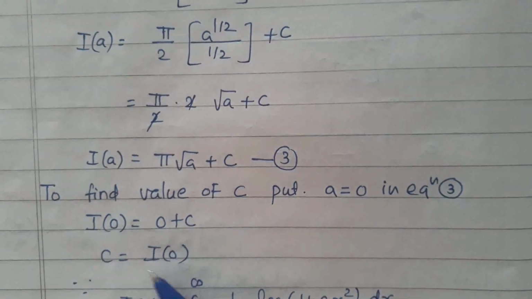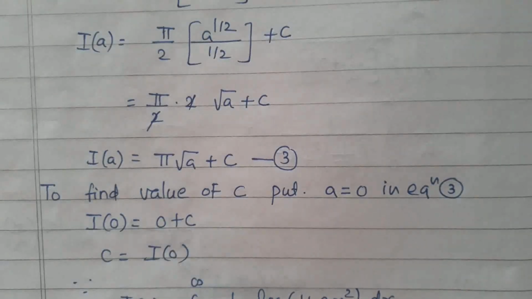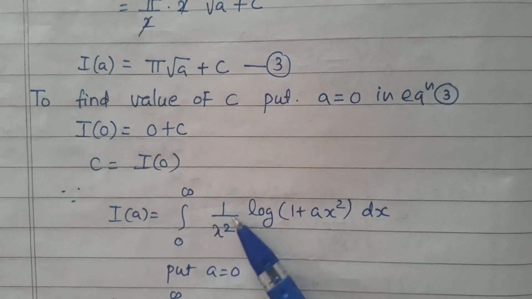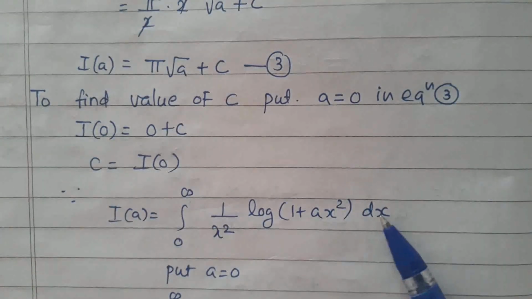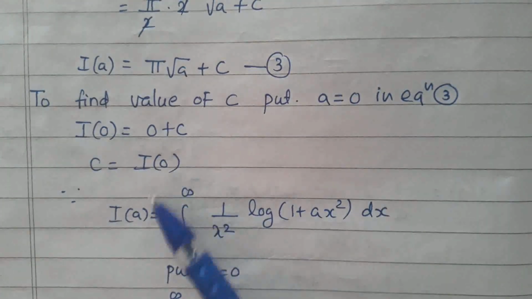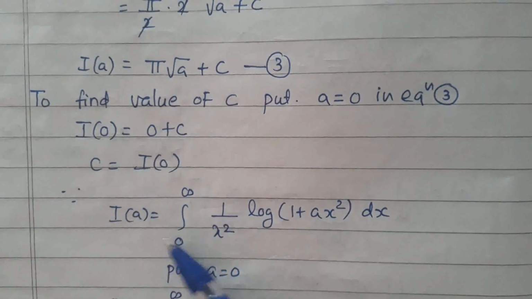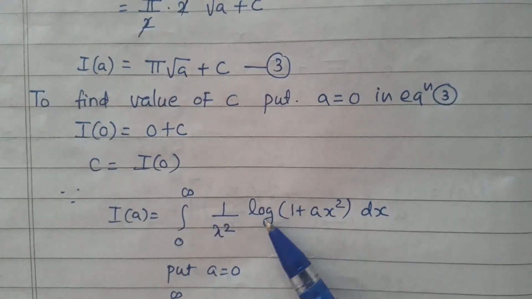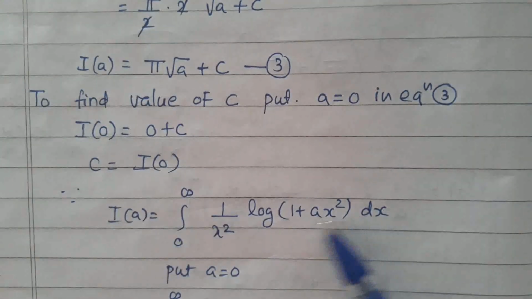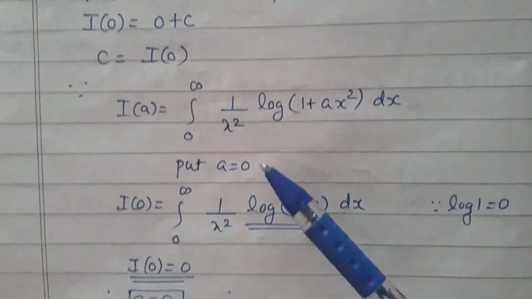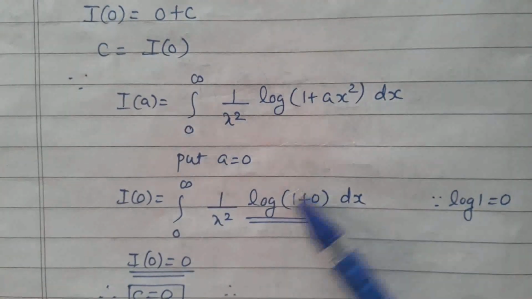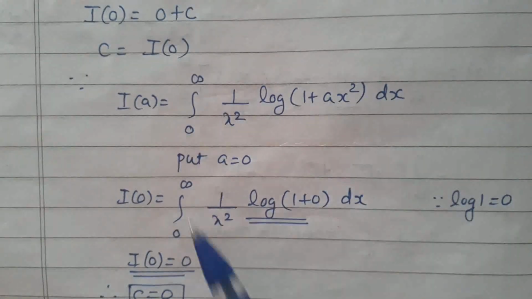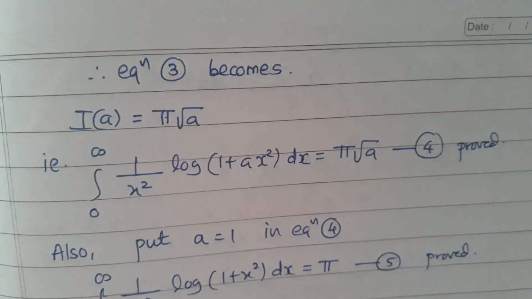C is equal to I of 0. You can find I of 0 by using the given integral. Since I of a is the integral from 0 to infinity of 1 upon x square log of 1 plus ax square dx, place the value 0 here. I of 0 is equal to the integral from 0 to infinity of 1 upon x square log of 1 dx. But log 1 is 0. Therefore this integral becomes 0. So the value of I of 0 becomes 0. If I of 0 becomes 0, c becomes 0.